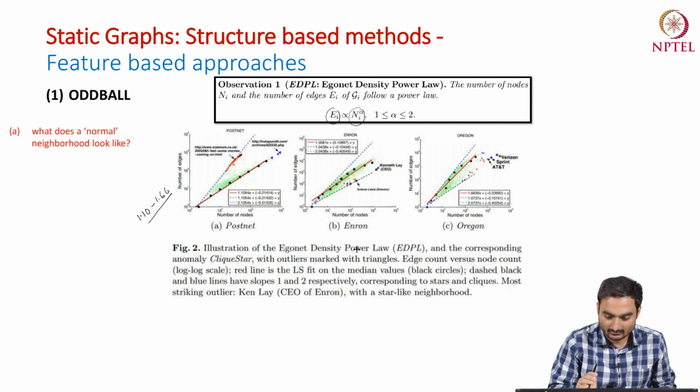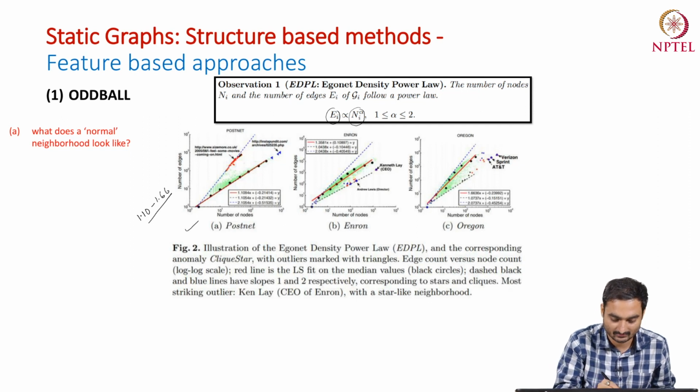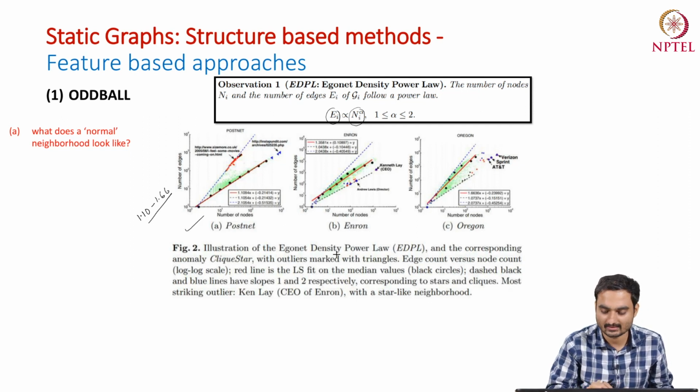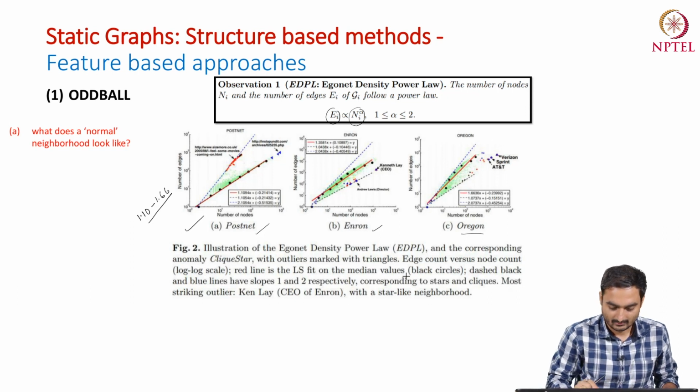Let us look at an example, this one. They have tested this on multiple data sets. One is called the Post-net data set, the other is the Enron data set, and the third one is the Oregon data set. I am not explaining the data set properties, you can look at the paper, but I am just telling you the major observation.